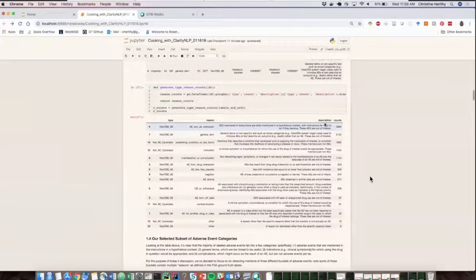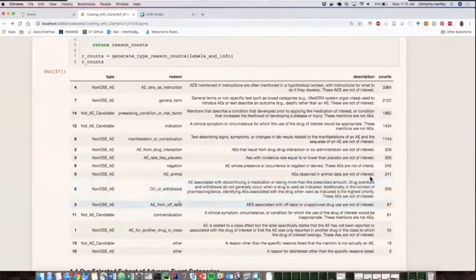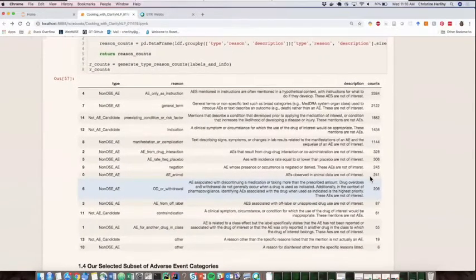We also go on to generate counts by reason. As you can see, it's a relatively skewed distribution. Several top reason categories constitute the bulk of the data set, and then it trails off from there. So for example, adverse event only as instruction and general term are very commonly appearing in this data set. Pre-existing condition or risk factor, also relatively common. Zoom a little bit. Oh yeah, of course, sorry. Other categories, for example, overdose or withdrawal, AE from off-label, contraindication, occur with much less relative frequency. So that's interesting and obviously also potentially problematic.